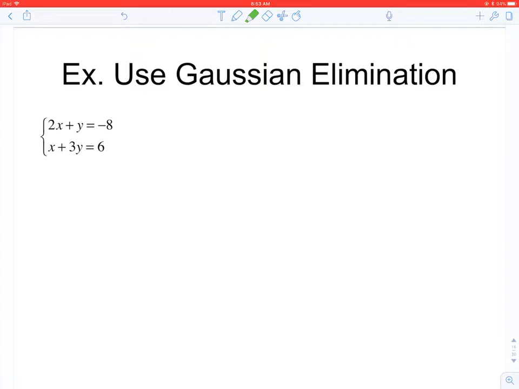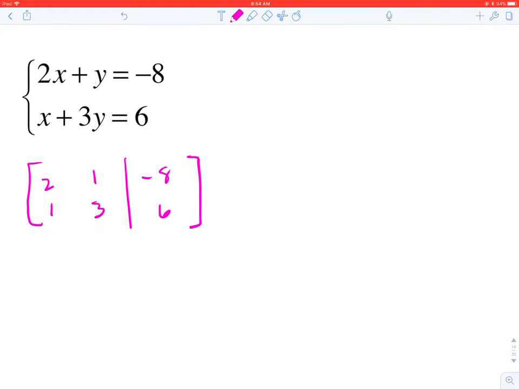All right, so we have this system, 2 equations, 2 variables. You already know how to solve this using either substitution or elimination, but now we're going to use matrices. So first step, rewrite it as an augmented matrix. I write down the coefficients and then what each equation is equal to.